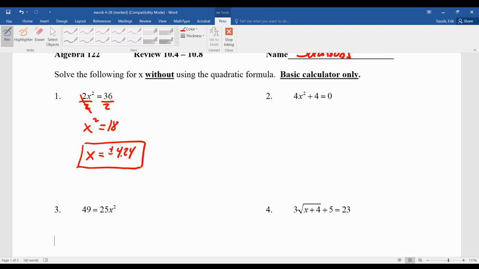So the bottom line, if there's no b term, you just want to get x squared by itself and take the square root in the end. So here in this one, I'm going to move this over. I get 4x squared equals negative 4. I divide by 4. I get x squared equals negative 1. But remember, we now take the square root of both sides, but we can't take the square root of a negative number. So this one would be no solution.